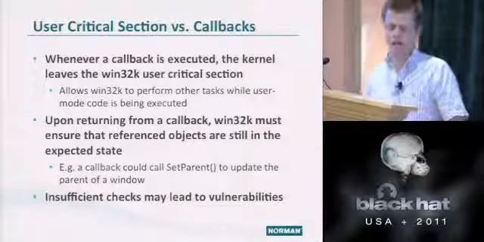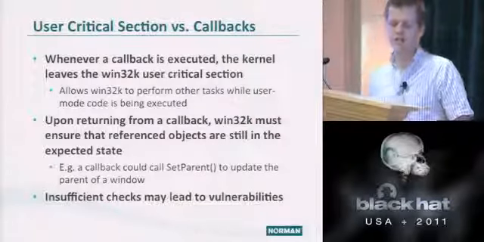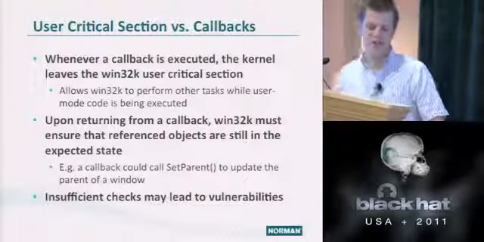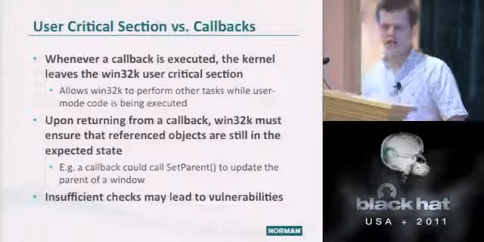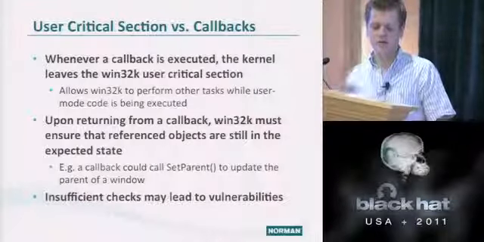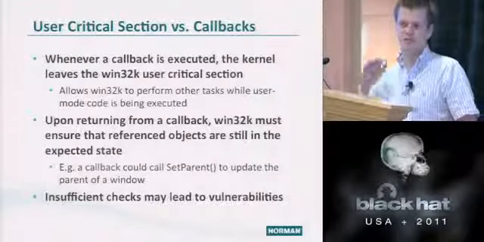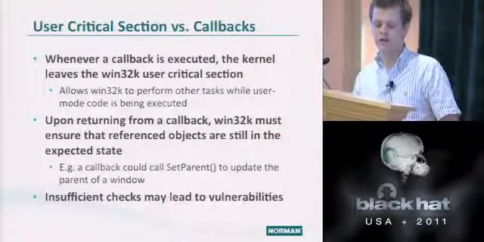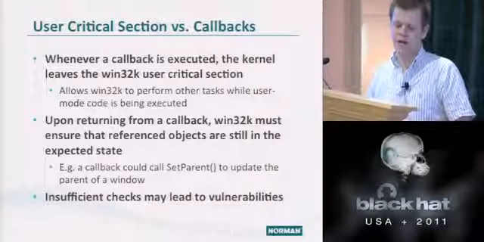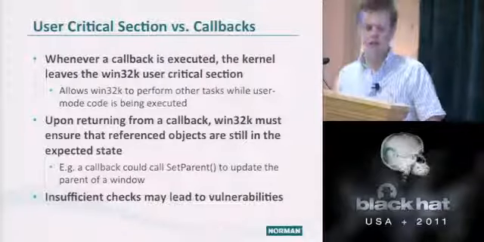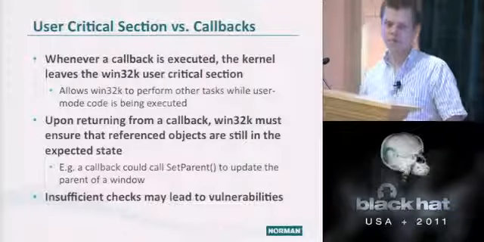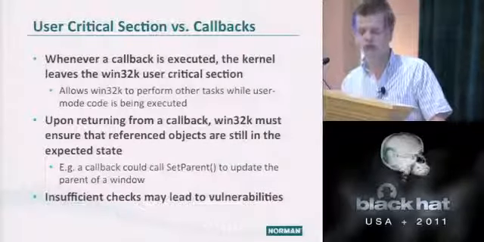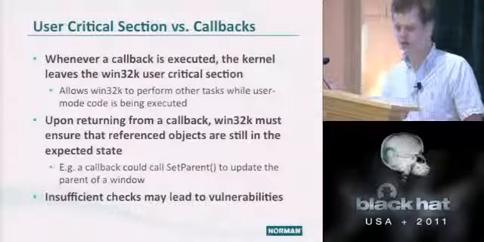And then you have to make sure that all the objects that you had previously referenced in this function are still in the expected state. So before you invoke a callback, you could store a pointer to the parent of a window. If you do a callback, change the parent, and then return, and don't sufficiently revalidate the parent of the window, you could easily end up operating on freed memory or null pointers or whatever.